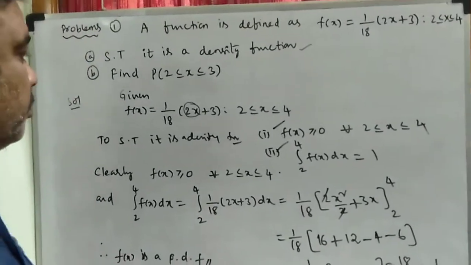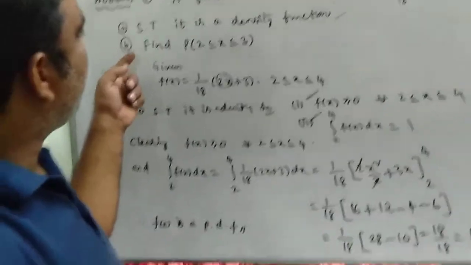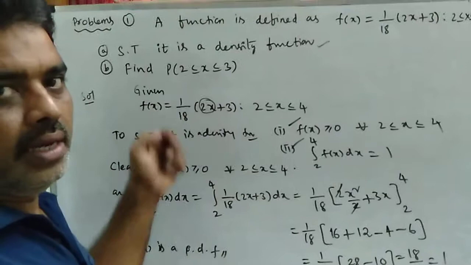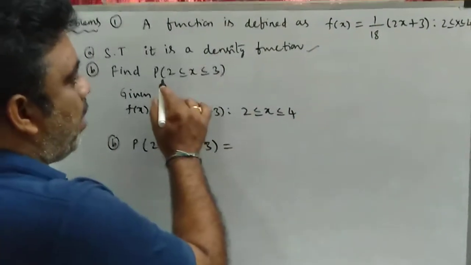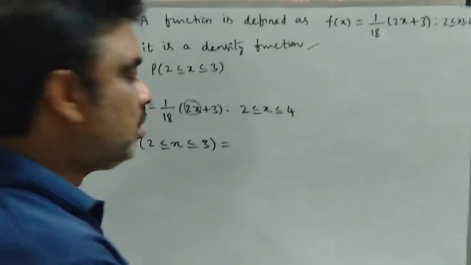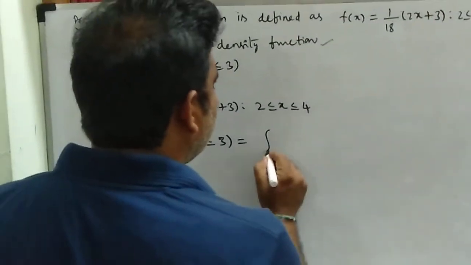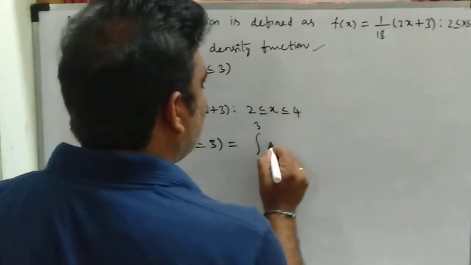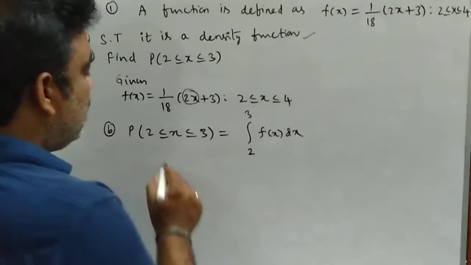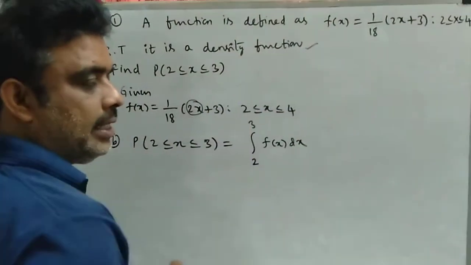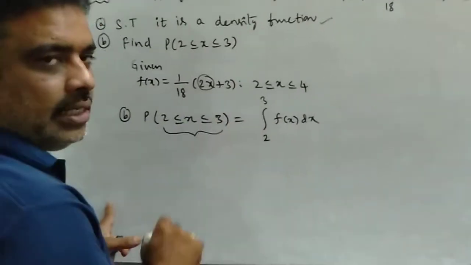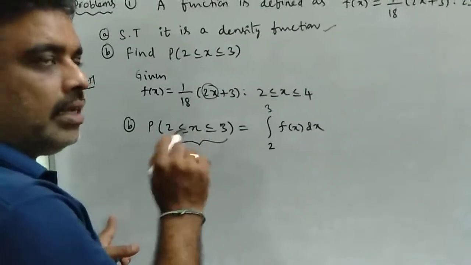Clear to all of you? Now in the second bit you have to find the probability of x in between 2 and 3. Second bit, find probability of 2 less than or equal to x less than or equal to 3. That means integral 2 to 3 f of x dx. See here, it is a continuous distribution. X is a continuous random variable. So less than or equal to and less than, both are same.